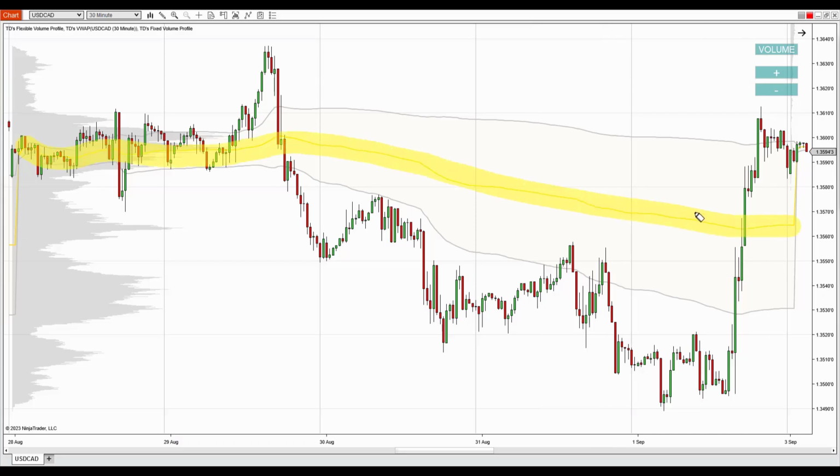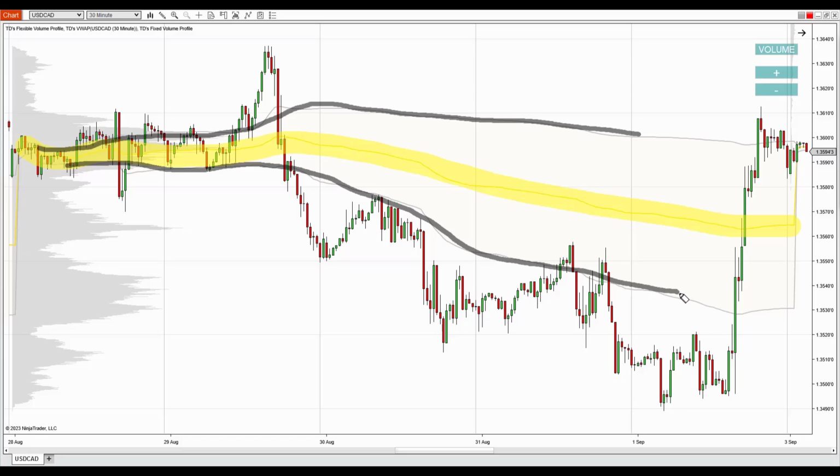This is a VWAP, but more importantly, I want you to look at those gray lines, this one and this one, because those are first deviations of VWAP, and this trend trading strategy is working with those. All right, so we'll be looking at the first deviations of a VWAP and how you can use them in your trading.